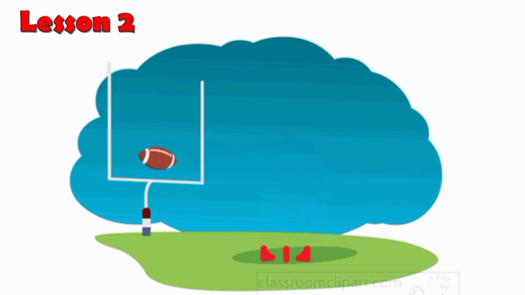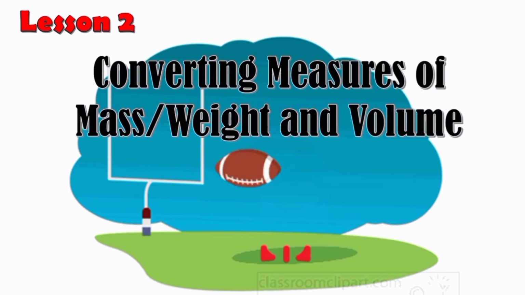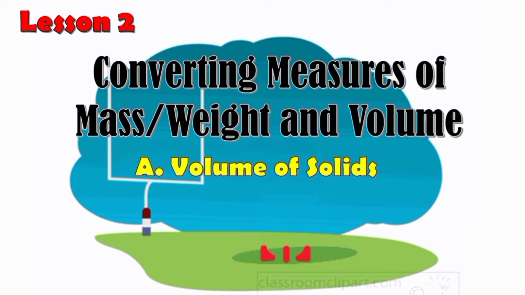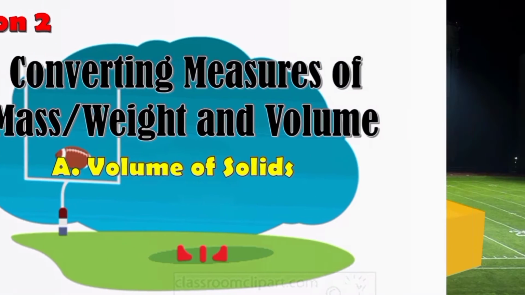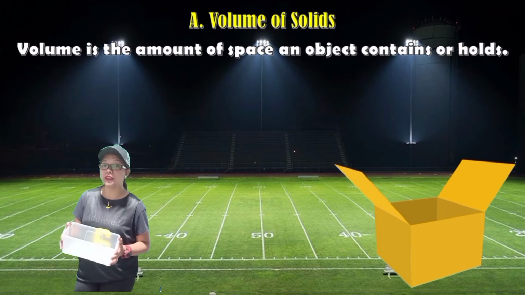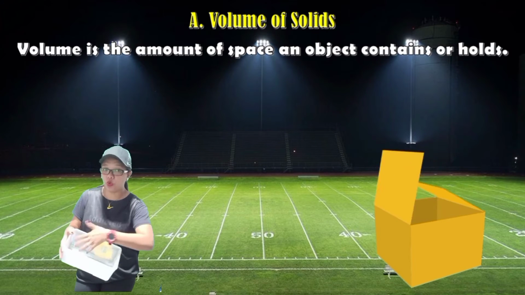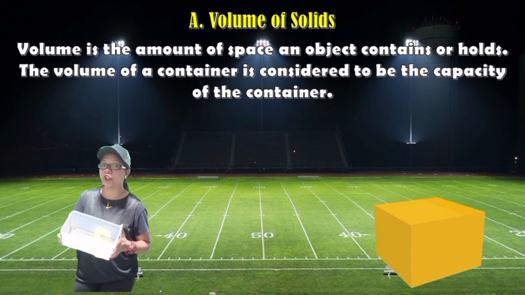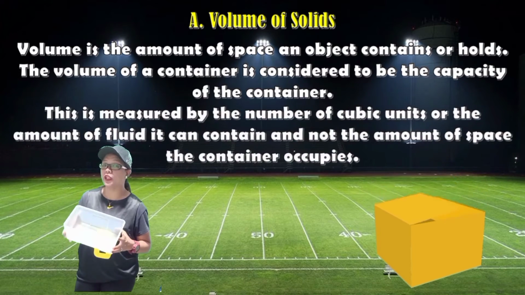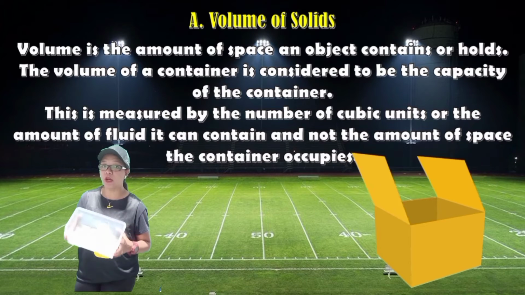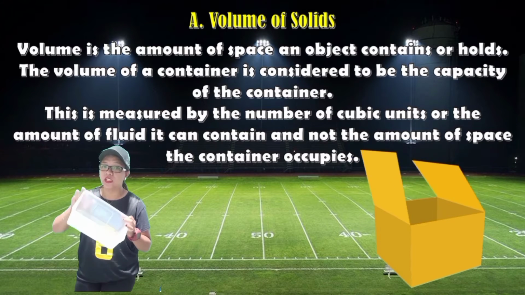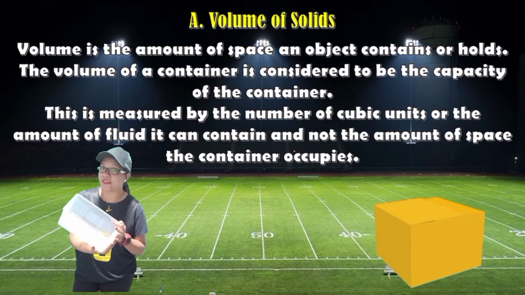Lesson number 2. Converting measures of mass and weight and volume. The first topic is volume of solids. Volume is the amount of space an object contains or holds. The volume of a container is considered to be the capacity of the container. This is measured by the number of cubic units or the amount of fluids it can contain, and not the amount of space the container occupies.